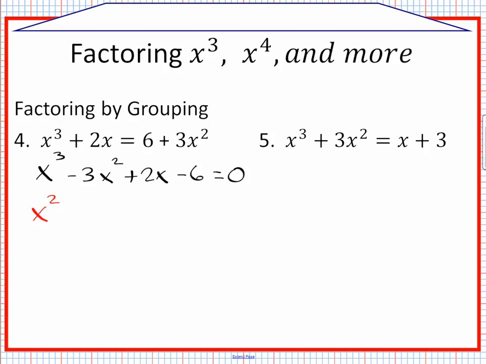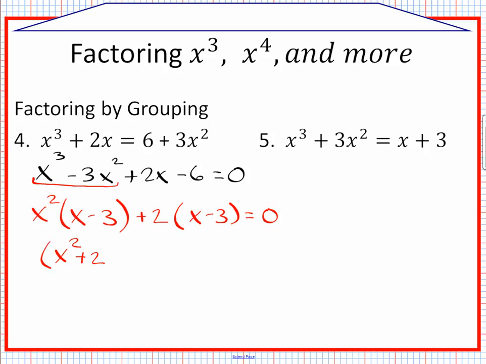There's a greatest common factor of x squared among the first 2 terms. And that gives me x minus 3 left over. So I'm looking for x minus 3 to be left over from the second set. In order to do that, I need plus 2. This combines to x squared plus 2 times x minus 3 equals 0. I'm remembering always to keep that equal sign there.